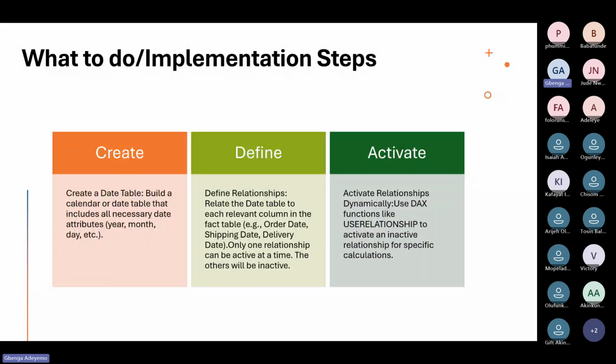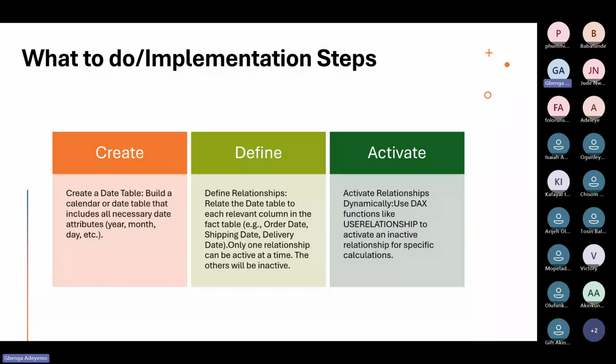You must define your relationship. It means that you must relate your date table to one of the date columns that you have in your fact table, right? You will create a relationship between them. And for those that don't have, because the way Power BI works, yes, there are some limitations in the sense that you cannot create more than one active relationship between two tables, right? If you do that, the other relationship is going to be inactive. So you can only have one active relationship between two tables, right?